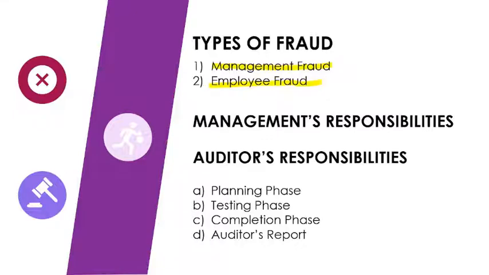Now, the next kind of fraud is employee fraud. So, employee fraud, of course, are fraudulent activities done by the employees. This kind of fraud usually is a misappropriation of assets. What do you mean by misappropriation of assets? This means stealing assets of the company. For example, bond papers, ballpens, office supplies, which you use for personal use. So, that is already an example of misappropriation of assets.